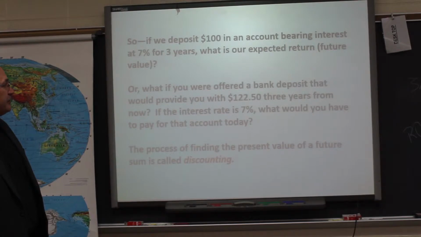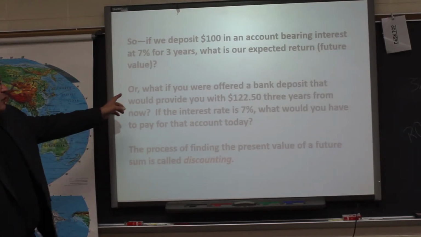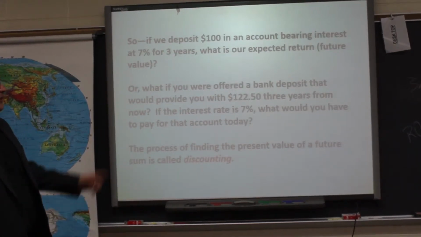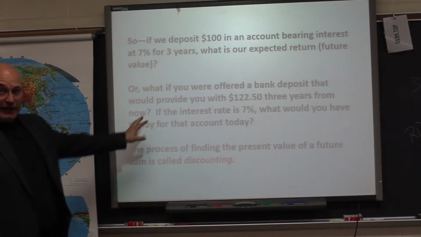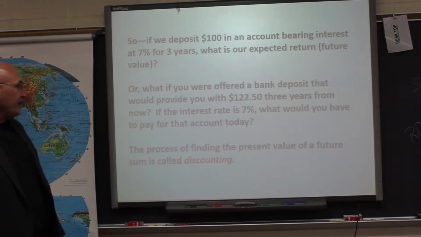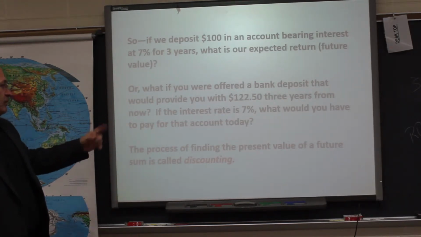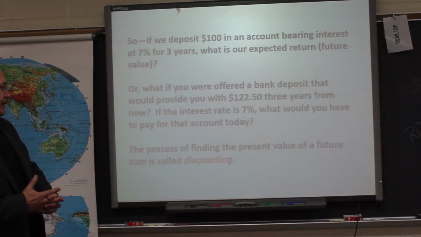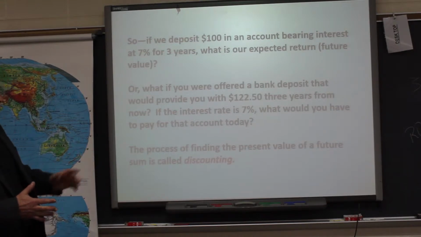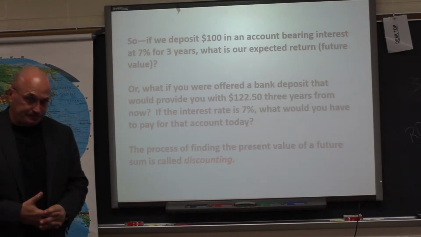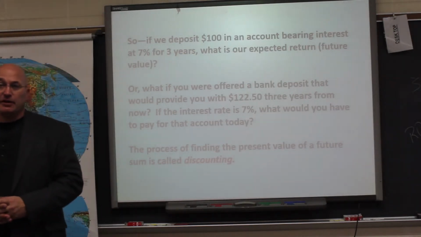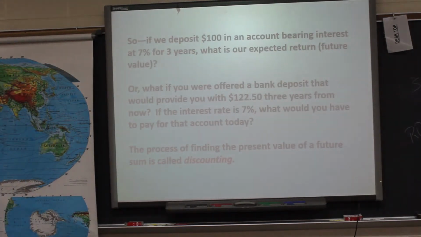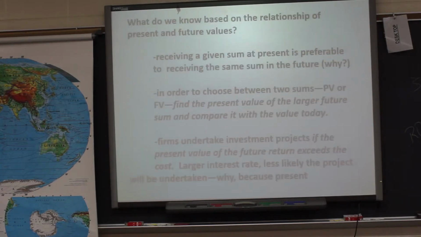What's our return? Or, what if we're offered a bank deposit that provides us with $122.50 3 years from now? Is that a good deal? If the interest rate is 7%, what do I have to pay for that account today? The finding of the present value and the sum is called discounting. Okay? And we'll be doing some of that in our homework. We're going to work through problems on this, so you'll see exactly how to do it.